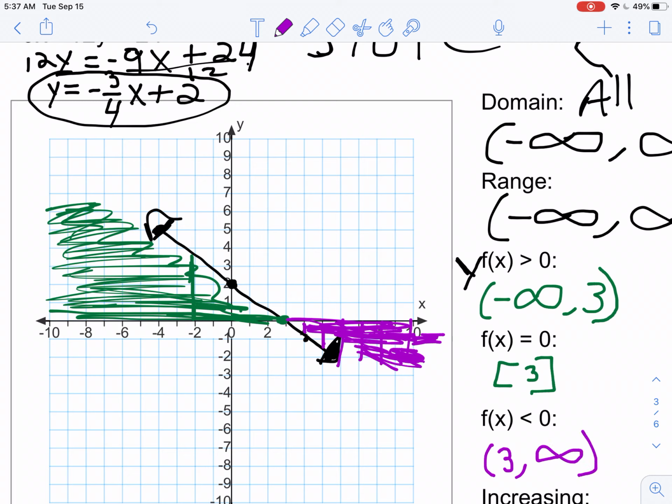And we're going to use a parenthesis because we know that infinity, you never actually get there, so it's not going to be included. All right.